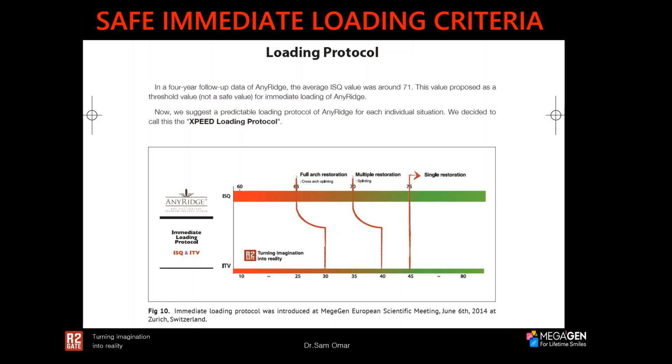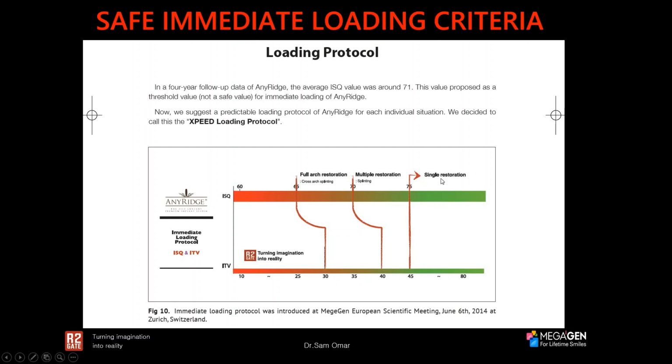So if we have to talk about the criteria for immediate loading, what would be the safest criteria? Well, what we did was we divided this into three different groups based on three different clinical scenarios that you might face. Number one, a single restoration. Number two, multiple restorations in the form of a bridge on one side, for instance, and number three, a full arch restoration with what we call cross arch splinting.